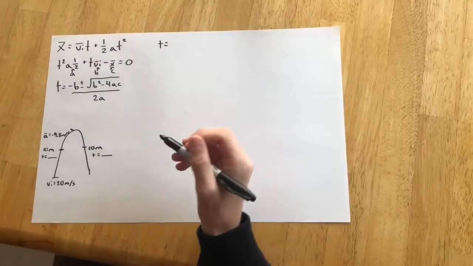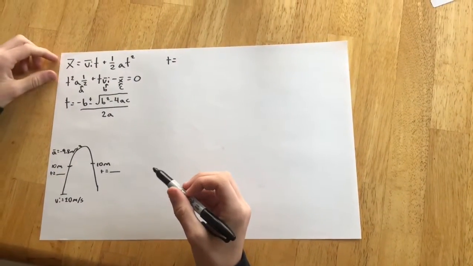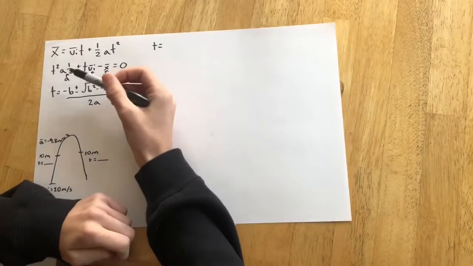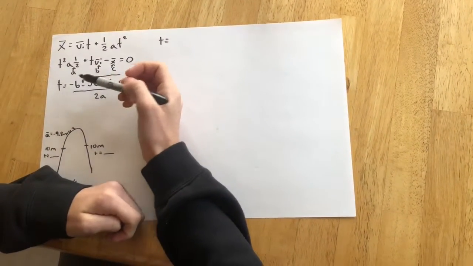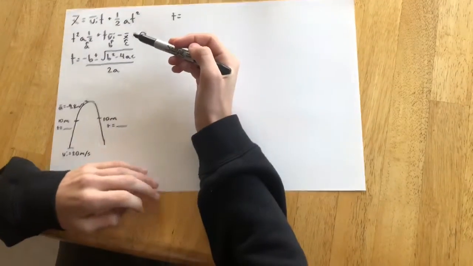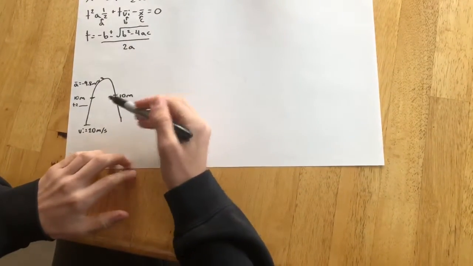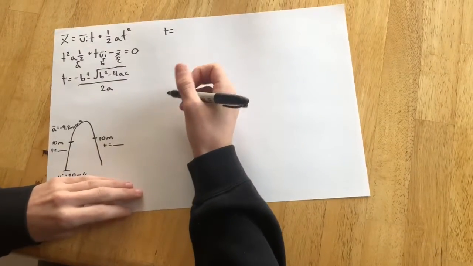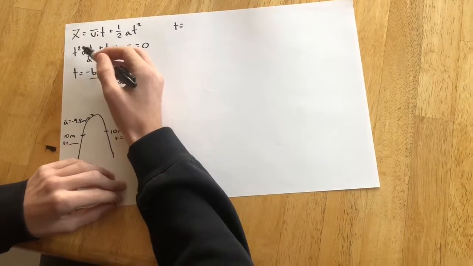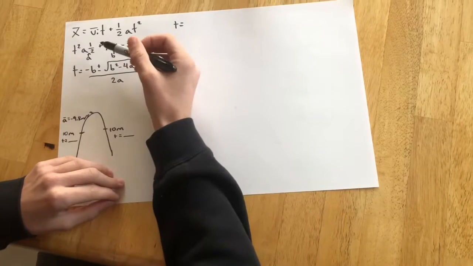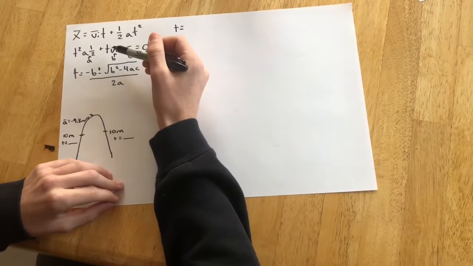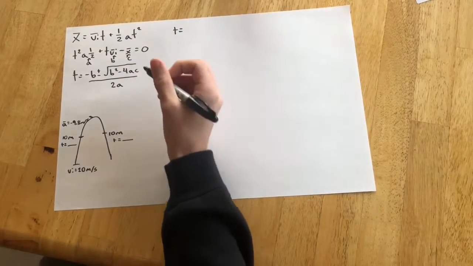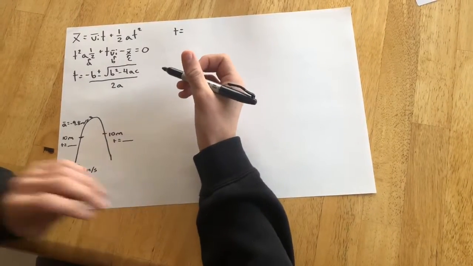Now we're going to find the time at which the rocket is 10 meters off the ground. So in order to do this, we're going to use the displacement equation, x equals vit plus 1/2 at squared. However, since there's 2 times where the rocket is going to be 10 meters, right here and right here, we're going to turn this into a quadratic. So we're going to rewrite this to be t squared, acceleration times 1/2, plus time times initial velocity minus displacement equals 0. And in order to solve this, we're going to have to use the quadratic formula.